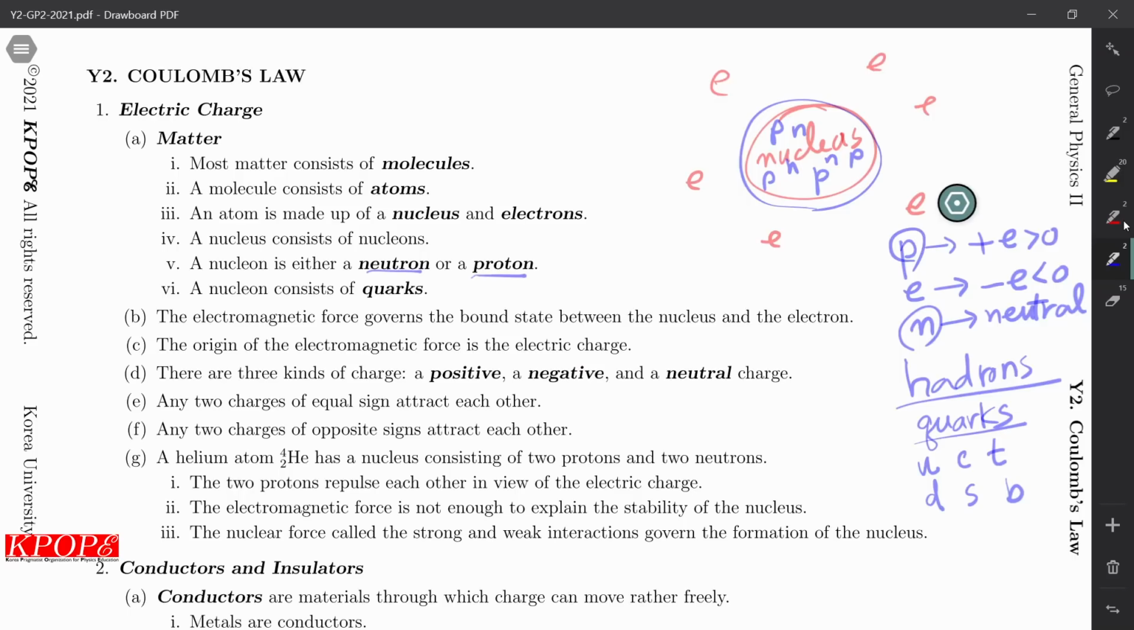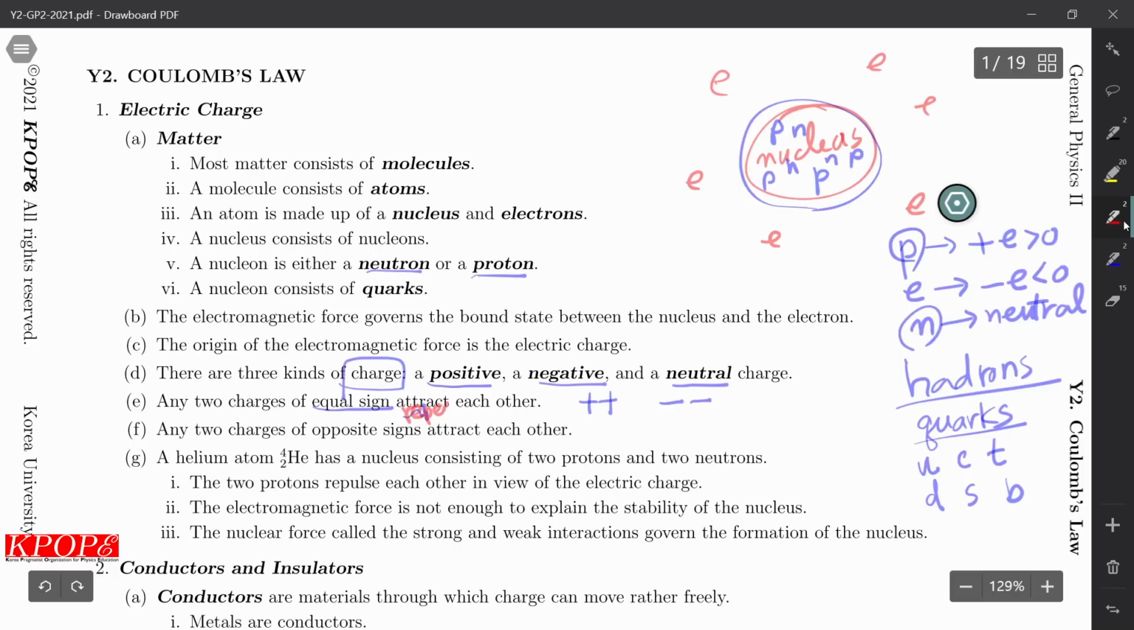Anyway, any electric charge is positive, negative, or neutral. Any 2 charges of equal sign, plus plus or minus minus, repel each other. Equal sign repel each other. Any 2 charges of opposite sign attract each other.